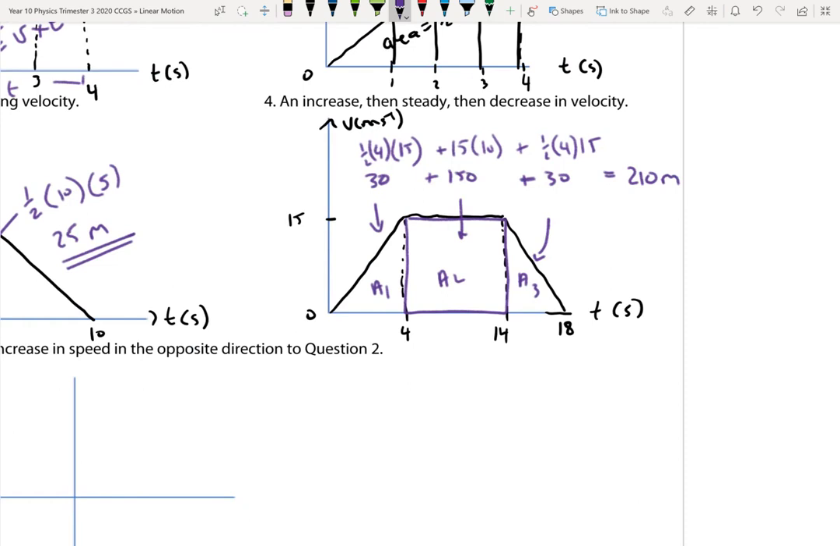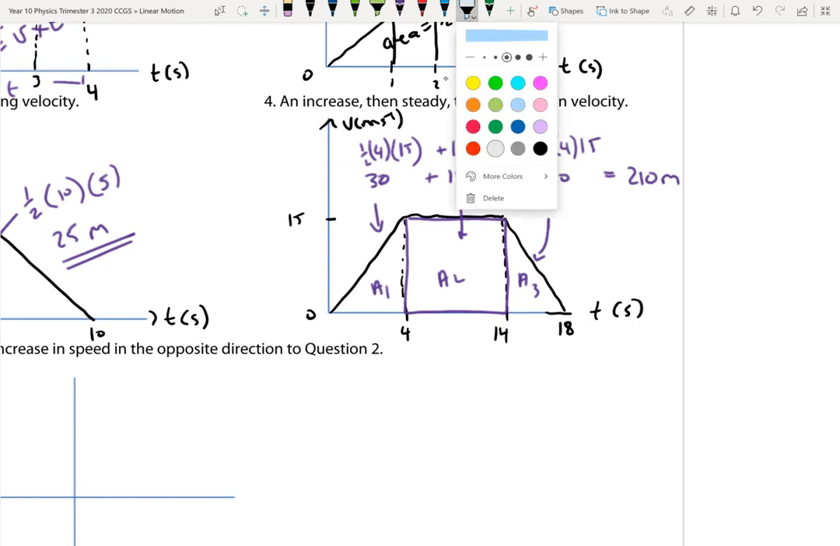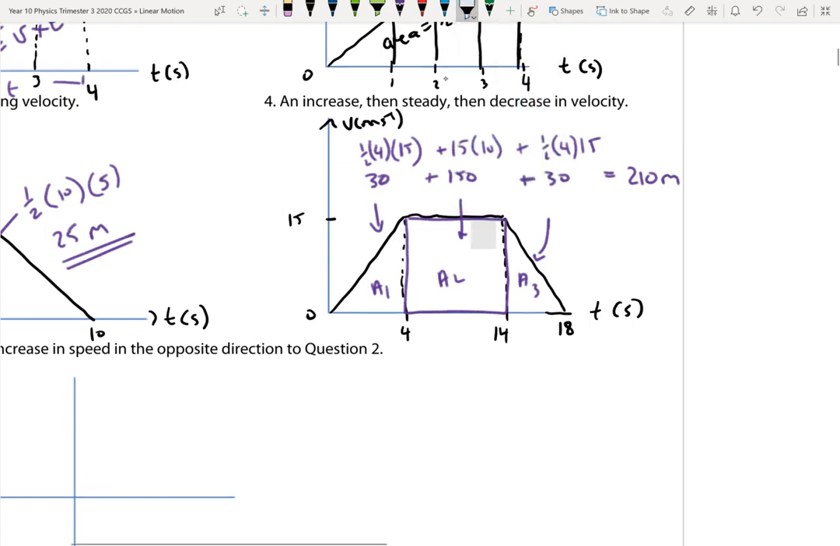No, so we don't want this side length. The length of that doesn't mean anything to us. It's the area under. So I will often try and shade. Can I get a highlighter that's in grey? I want the area underneath the curve. Okay? The area underneath that black line will tell me the displacement in the directions.